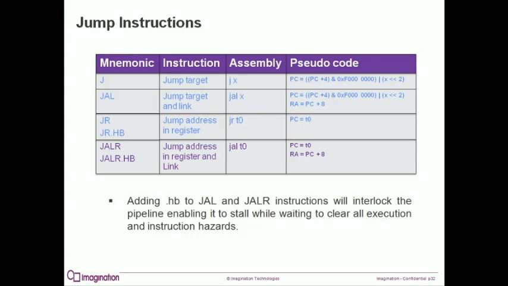Adding the .hb to the end of the instruction of the jump and link register will cause the CPU to stall and wait for all execution and instruction hazards created by any coprocessor zero state changes. I'll talk more about these when I talk about the EHB instruction.